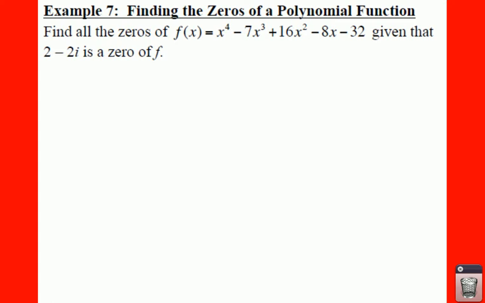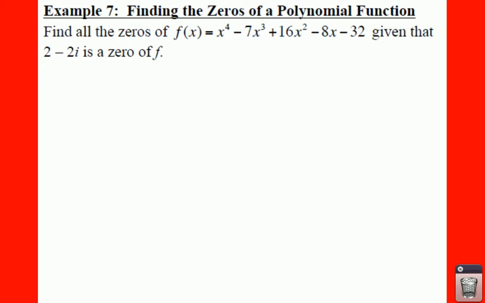Here for your last example, we're going to be finding the zeros of a polynomial function, and it says find all your zeros given that 2 minus 2i is a zero of f. So before we've been given polynomials and we've been able to do the p over q to find some possible zeros and use synthetic division. Unfortunately, we're not going to be able to do it this way.